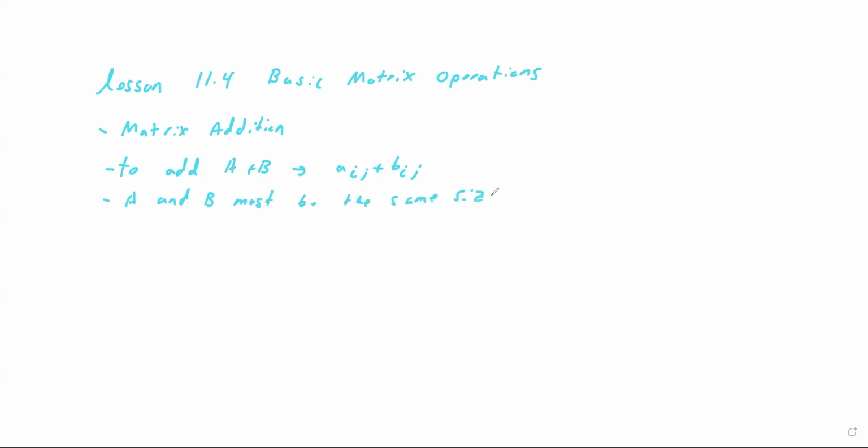So if you have a 2x3 matrix, it can be added to a 2x3 matrix. It cannot be added to a 3x2 matrix. They have to be this exact same size.